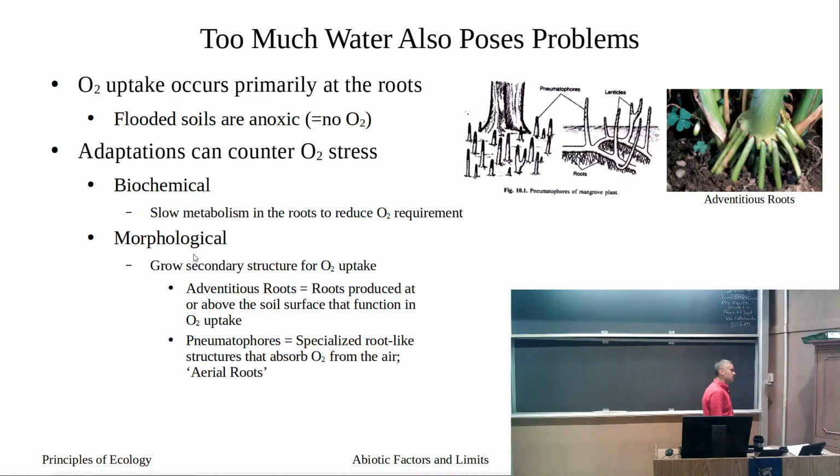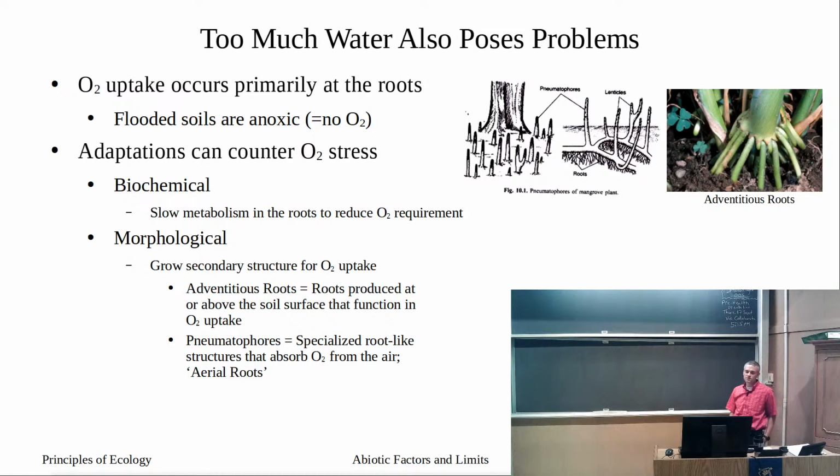Too much water can also be a problem. Why is that? Well, it comes down to oxygen. The roots take up oxygen. That is the primary location where oxygen is absorbed. So if you have flooded soils, our plants could become stressed for oxygen. Even though you have dissolved oxygen in the water itself, we usually refer to flooded soils as being anoxic, so no oxygen.